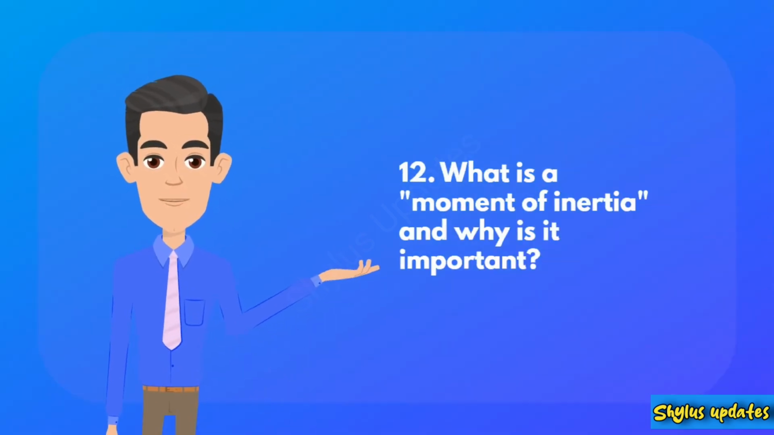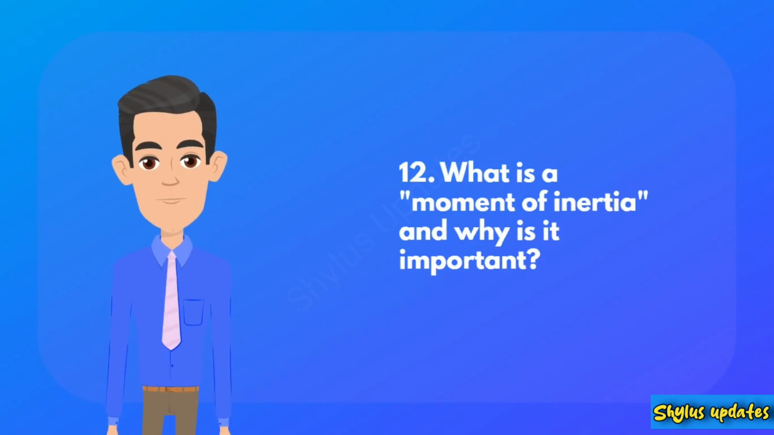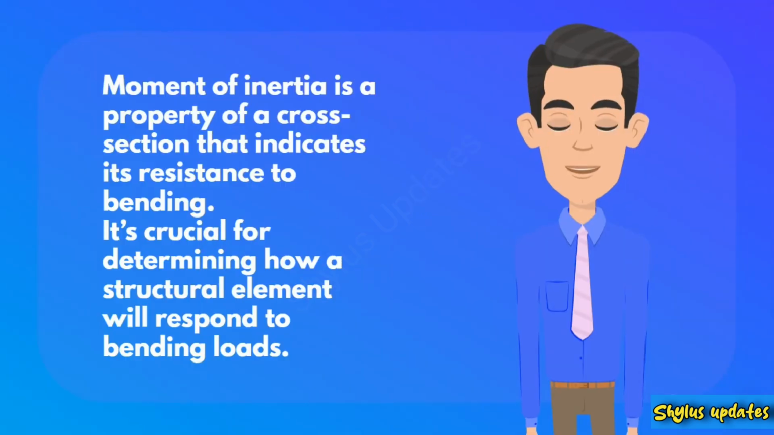12. What is a moment of inertia and why is it important? Moment of inertia is a property of a cross-section that indicates its resistance to bending. It's crucial for determining how a structural element will respond to bending loads.